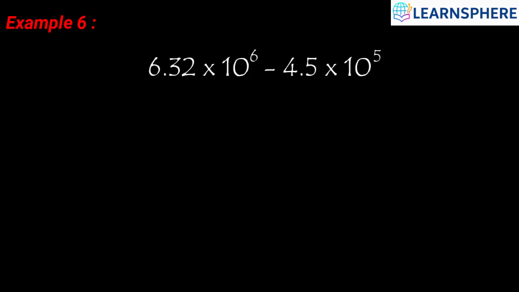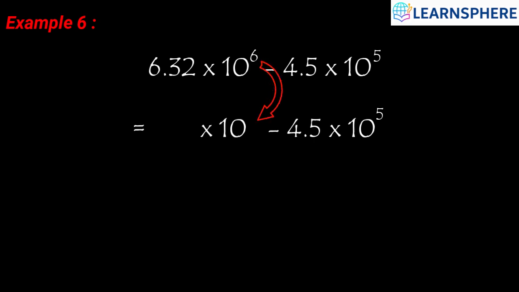Let's go on to example 6, where we have 6.32 times 10 power 6 minus 4.5 times 10 power 5. As we are subtracting between two standard forms, we have to make the powers of 10 to be the same. Let's try with making both of them have the power of 5. So for the second term, we can just leave it as minus 4.5 times 10 power 5. And for the first term, we have to convert it to the base of 10 with a power of 5. So to do this, we have to bring the decimal point, which was between 6 and 3, one space to the right, which gives us 63.2 times 10 power 5.